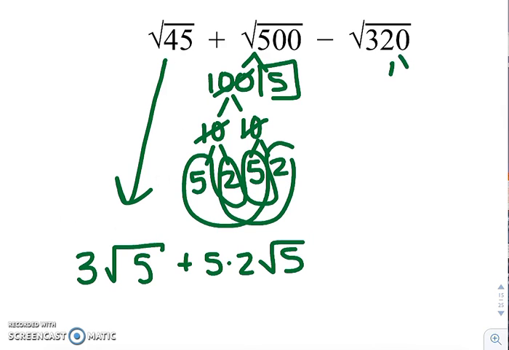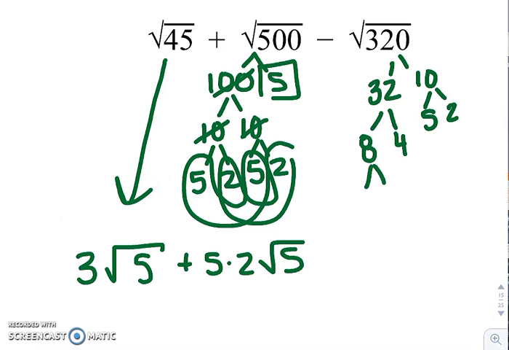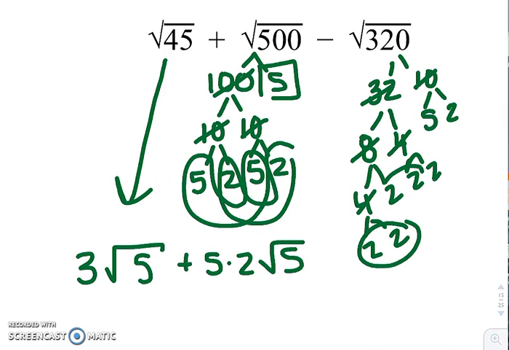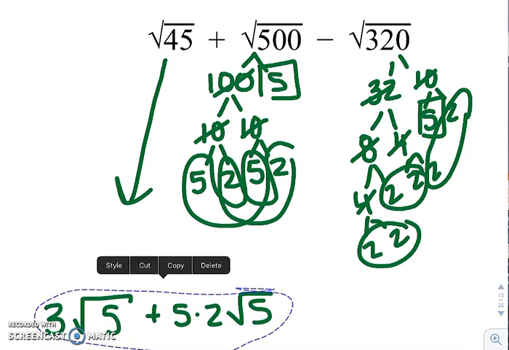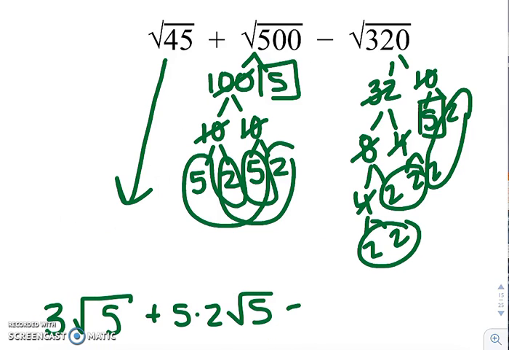So let's do 320. How about 32 and 10? 5 and 2, 8 and 4, 4 and 2, 2 and 2, 2 and 2. Okay. So we've got pair, pair, pair. Remember, these are all representative of perfect squares. So 2 times 2 times 2. Move this down. So minus 2 times 2 times 2, square root 5 left.